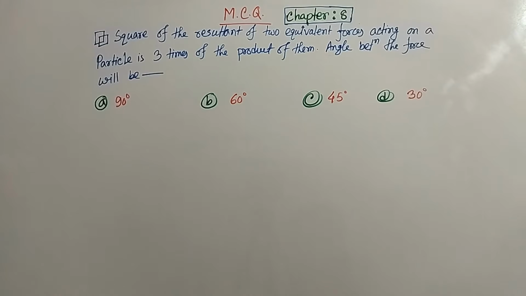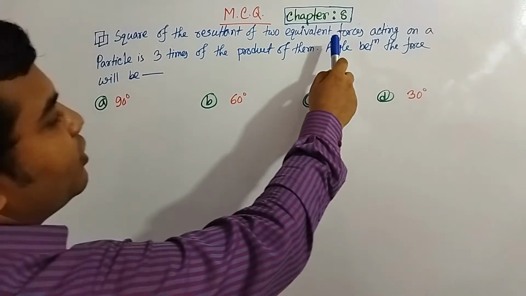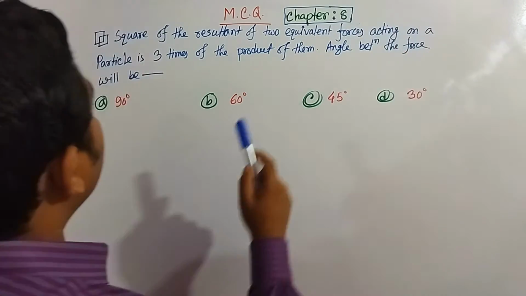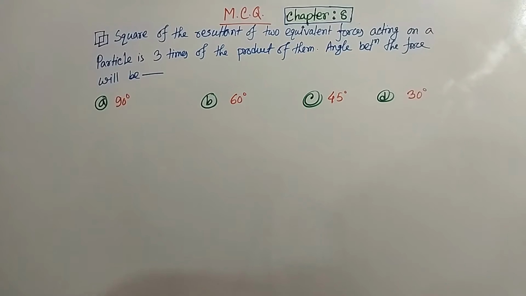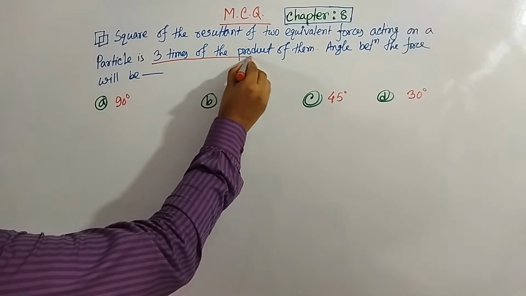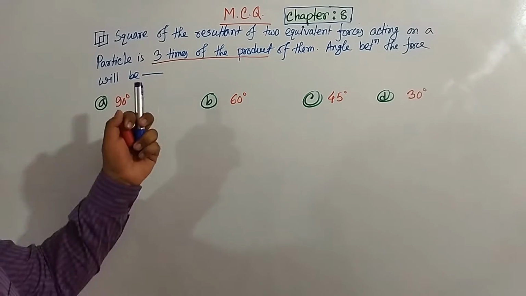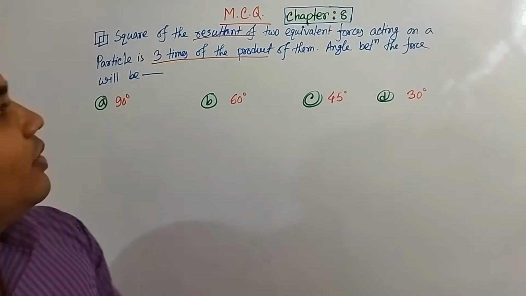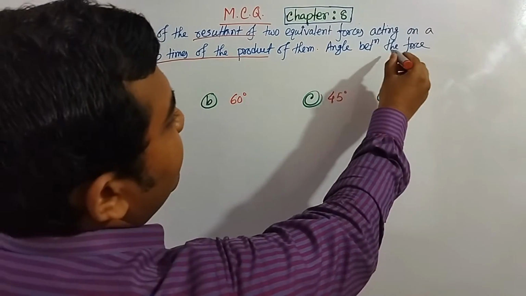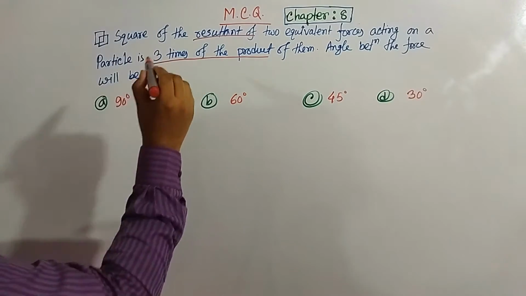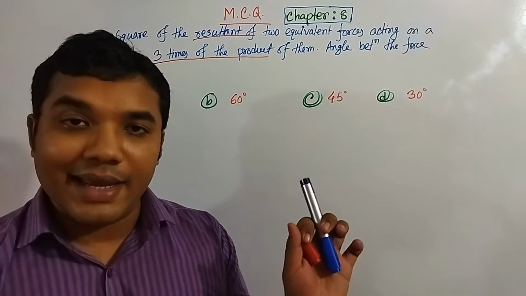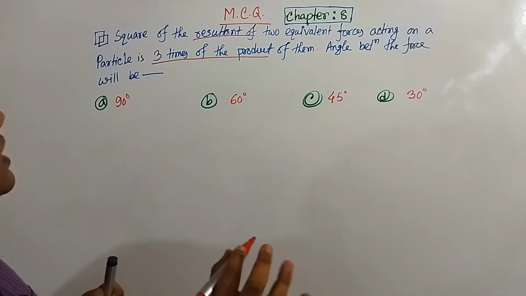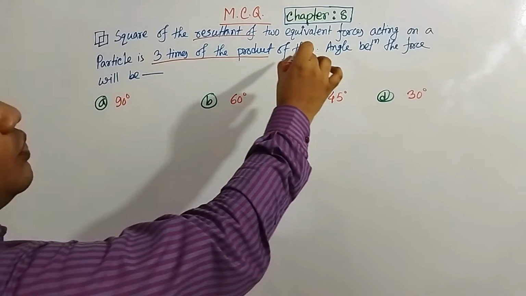So dear students, the next question is: the square of the resultant of two equivalent forces acting on a particle is 3 times the product of them. So the angle between the forces will be what? We need to find the value of the angle, but what is actually given? The square of the resultant of two equivalent forces.